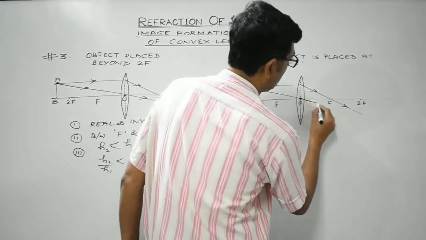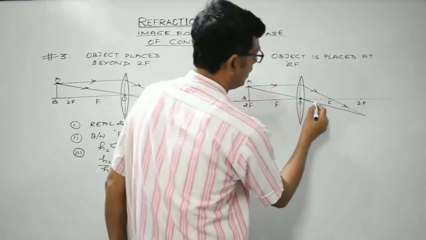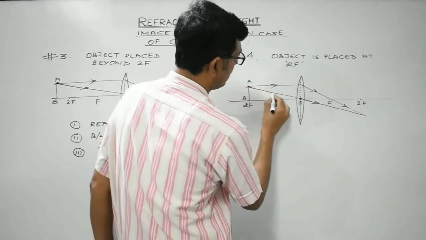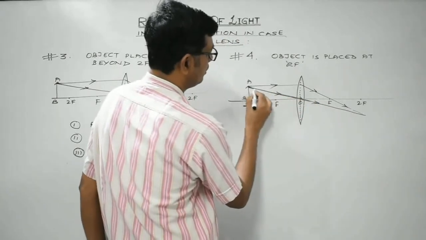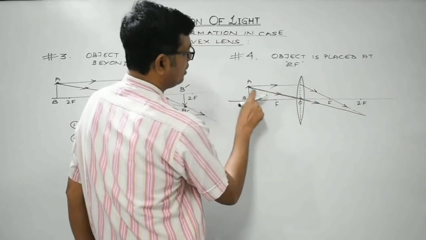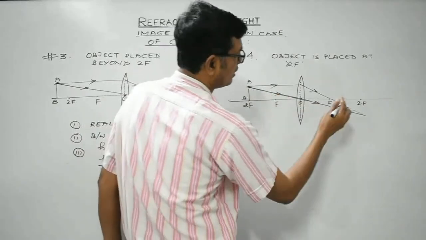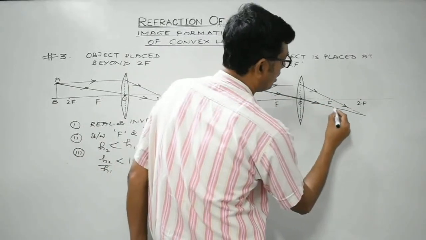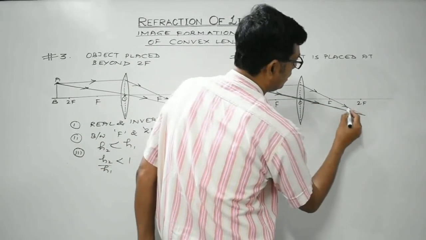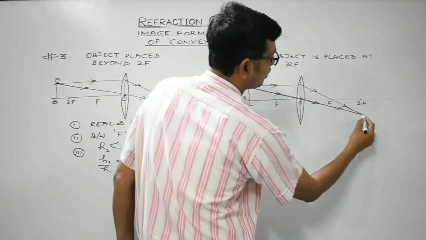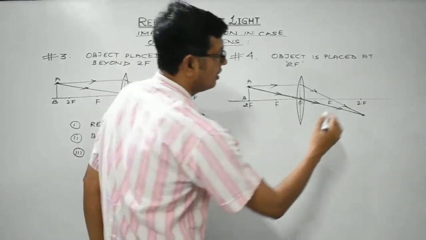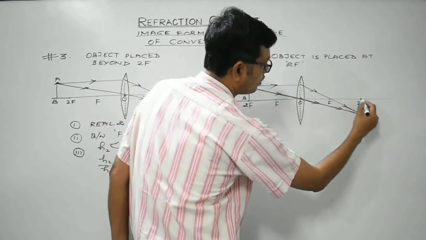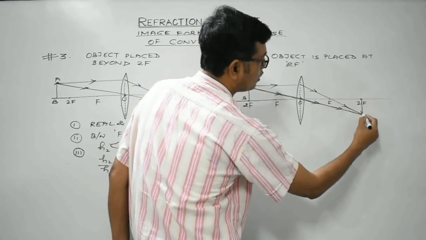A ray passing through the optical center will remain undeviated. It's like this. This is the ray from the object which is passing through the optical center, and it will remain undeviated. So these two refracted rays meet at this point. So if you draw the ray diagram correctly, you should get the image to be formed exactly at 2f.